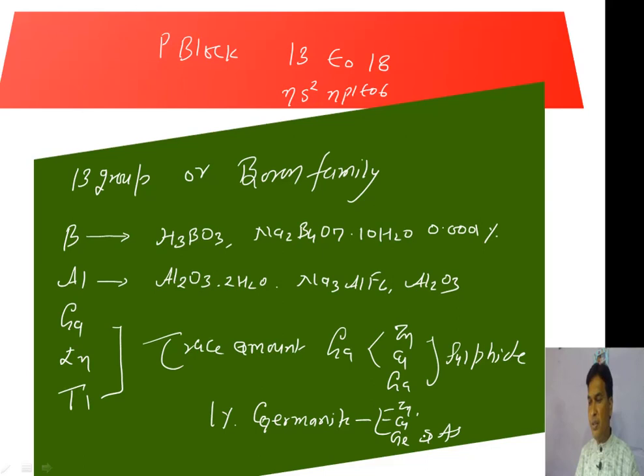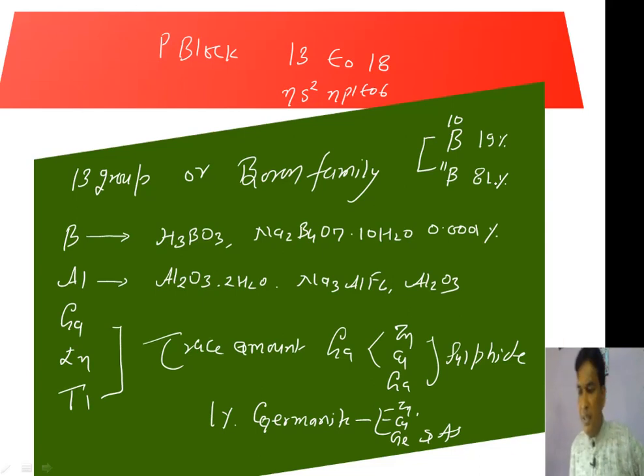Boron occurrence is only 0.0001%. Boron has two types of isotopes, B10 and B11. B10 occurrence is only 19% and B11 occurrence is 81%.